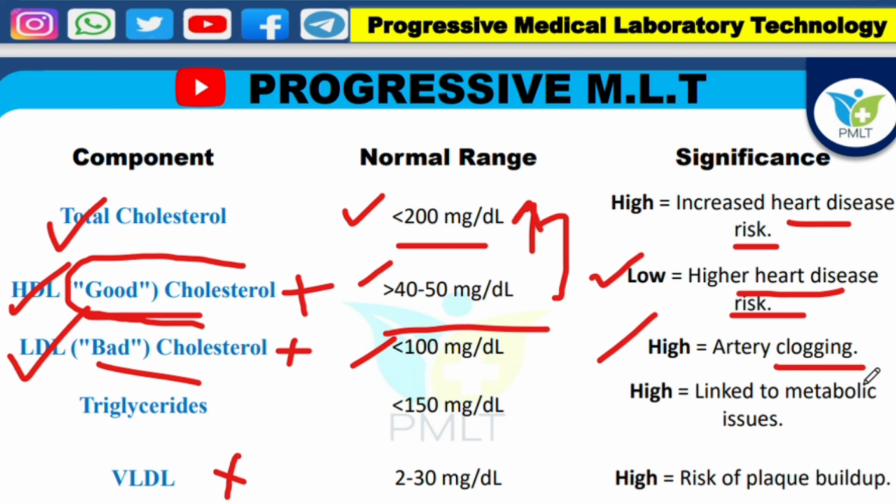If it's high, artery clogging means, whenever we are seeing that artery, it's one type of blood vessel, right? Whenever lipid formation occurs, this lipid accumulates here, so that blood will not pass properly, and lack of blood supply may happen. That is called artery clogging.